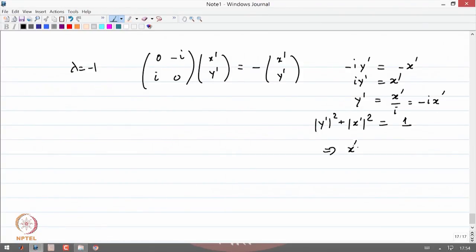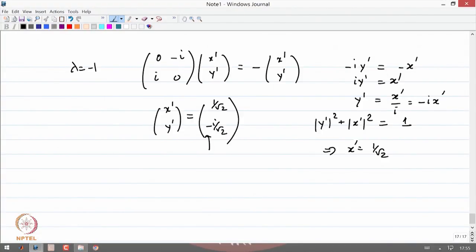Therefore, minus Ix into its complex conjugate, which is plus Ix, becomes 1 x square. So this is equal to 1, which implies again x is equal to 1 by root 2, and therefore your eigenvectors x prime and y prime are now, since we wrote y prime is equal to minus Ix prime, and if we write x prime as 1 by root 2, this will be minus I by root 2. So the second eigenvector has a sign change, except that it is also a complex number. Okay, it's an imaginary number.